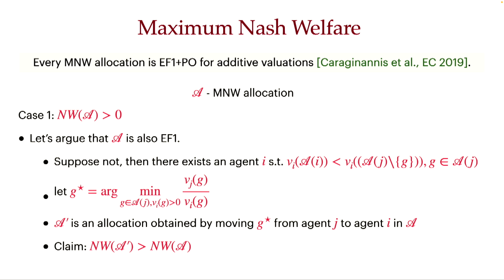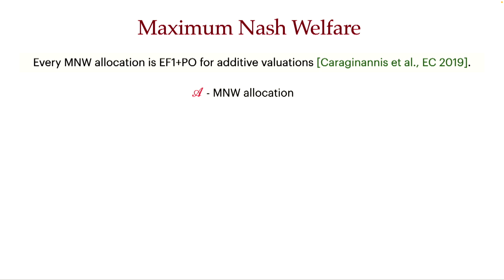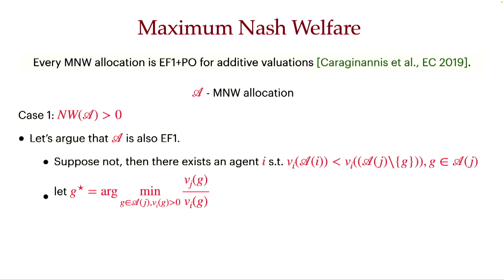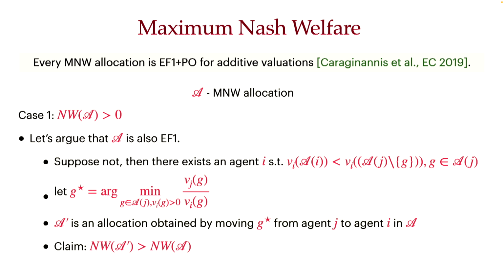G star from agent J to agent I meaning? G star is an item in J. Yes, G is an item, but G star is the one that gives you the minimum ratio, right. So, G star is an item with J currently. Now, we are saying let us give it to I. This is reallocation. And now, the claim is that the Nash welfare of the new allocation is more than the previous allocation, which will contradict that A was optimal.